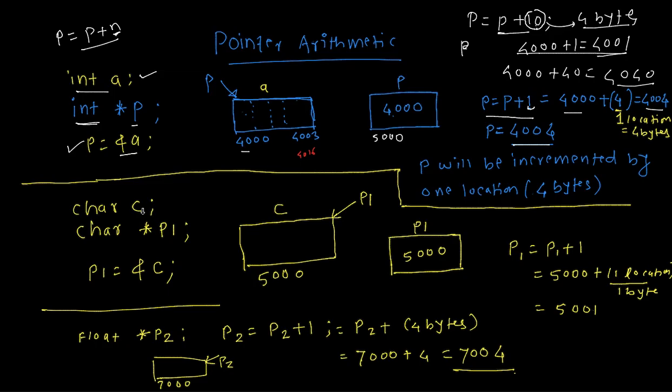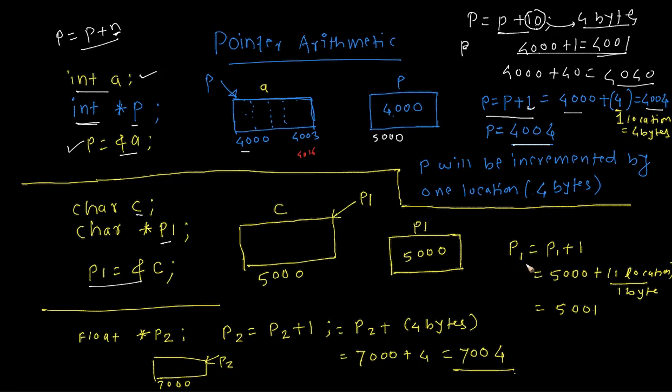Now let us say we have a character variable C. This is what happens in memory. Let's say memory at location 5000 is reserved for C. C is a character, which requires 1 byte. We have a character type pointer P1. So P1 is a character type pointer, and we can store the address of C in P1 by doing this. This is what happens in memory: 5000 is stored in P1. Pictorially, P1 is pointing to C.